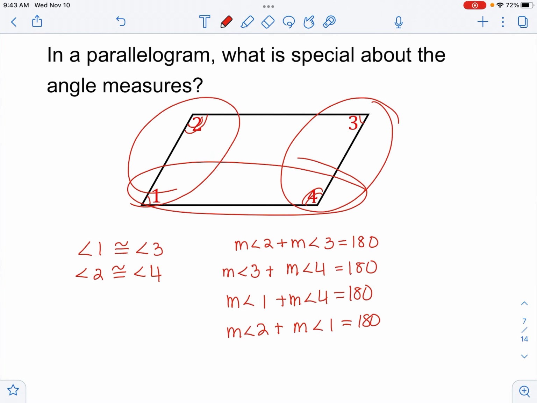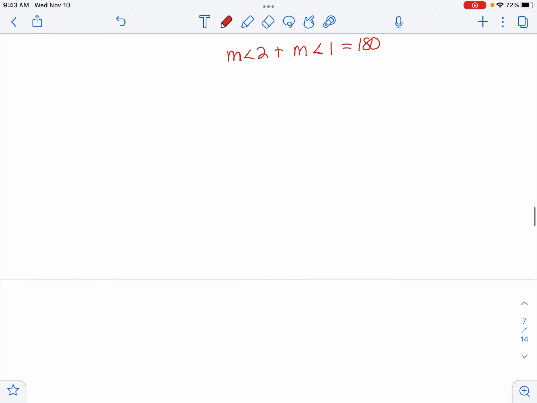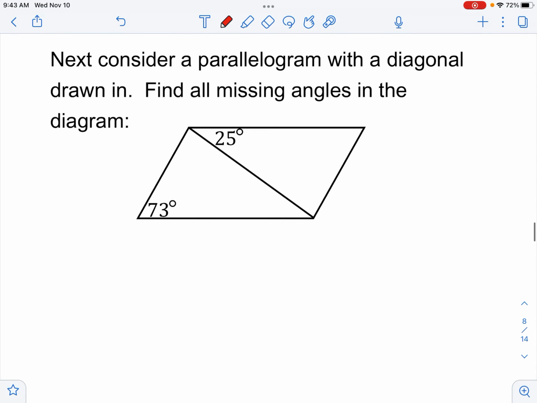All right, so that was a lot to write down, but it's easier just to think opposite angles are equal, opposite angles are congruent. Angles next to each other are same side interior angles, you can look at it also, and they are supplementary. All right, so let's consider this next parallelogram with a diagonal drawn in it. Find all the missing angles in this diagram. So it's still a parallelogram, so I know opposite angles are congruent, 73 degrees.